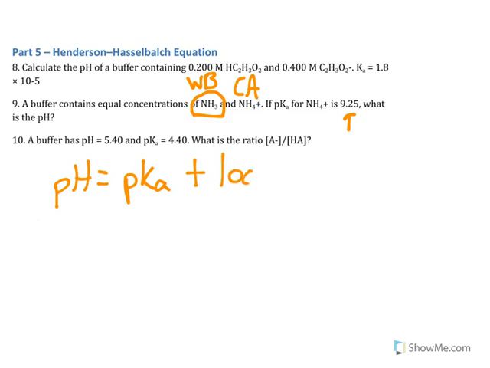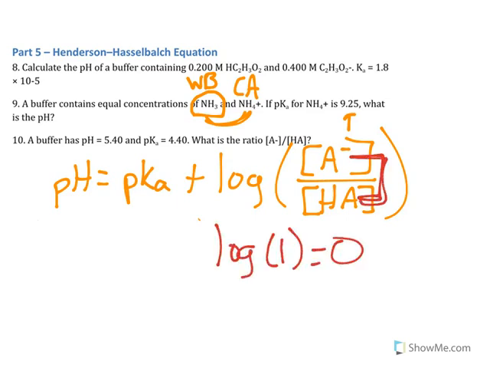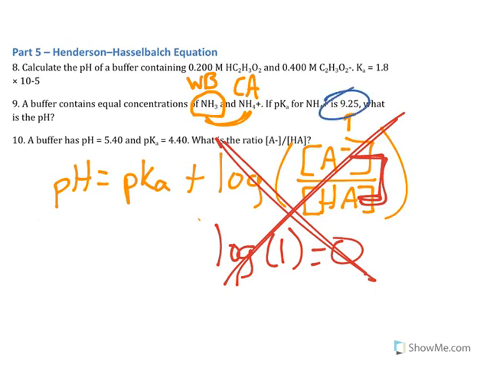And again, this log part is going to fall off if these concentrations are equal. And the reason for that, just in case math's not your favorite subject, you're taking the log of the conjugate of that acid over the acid. And if these two items right here are the same, then you're ending up taking the log of 1, and the log of 1 is 0. So all this is going to fall off and be irrelevant. This just means the pH equals the pKa. This is an ideal buffer, so that means the pH is also 9.25.